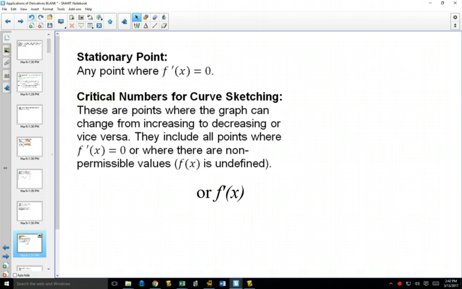And for graphing, any time that our first derivative is equal to 0, or any non-permissible values for either our original function, and I added, I think I've got it in your notes, right? Any non-permissible values either for your original function or for your derivative, those are called critical numbers or critical points. And they're going to be important for us to find out what happens at those points, because those are going to be points where your graph is going to change, sometimes change from increasing to decreasing, sometimes not. But it's going to tell us about the shape of our graph.